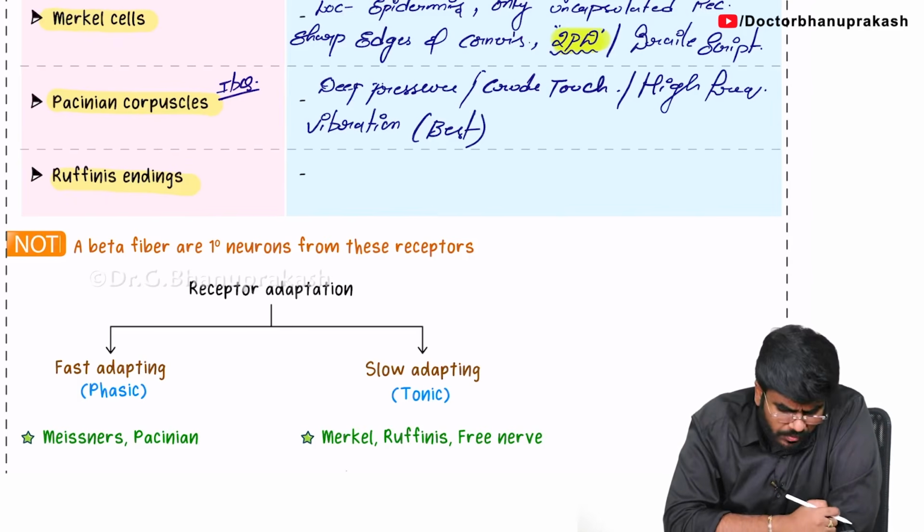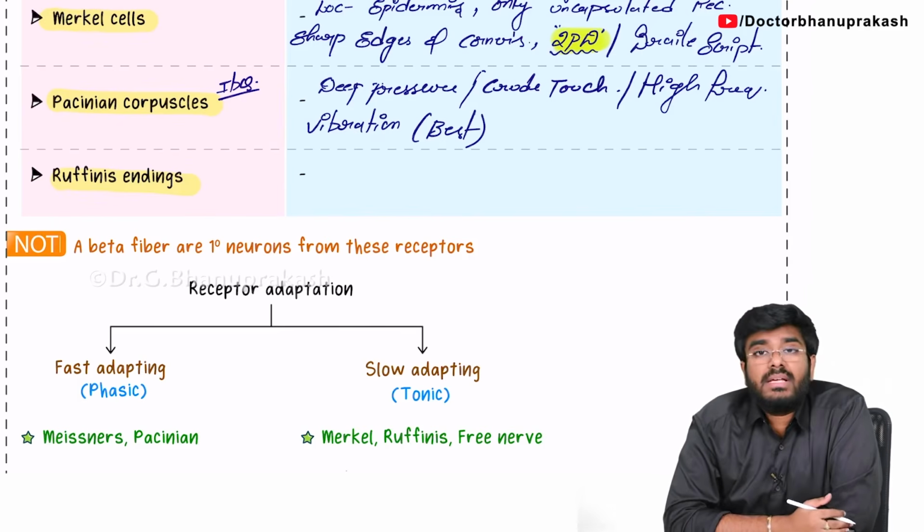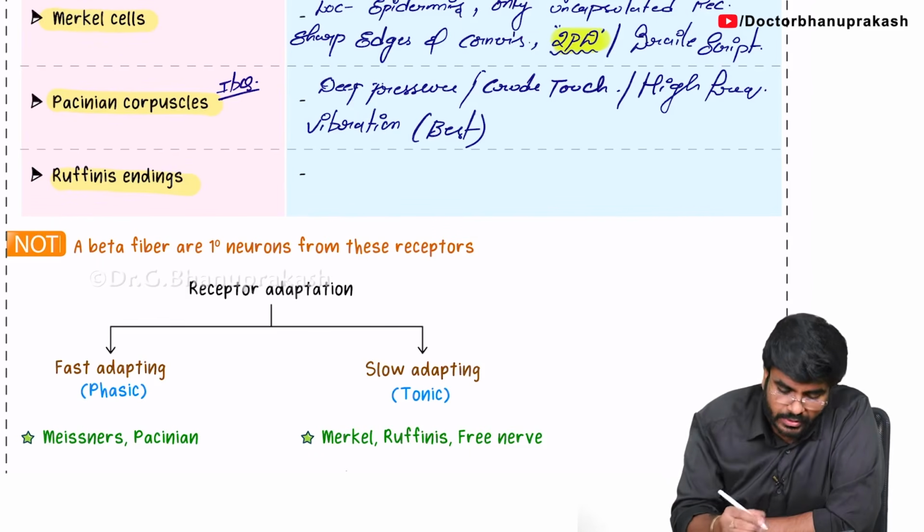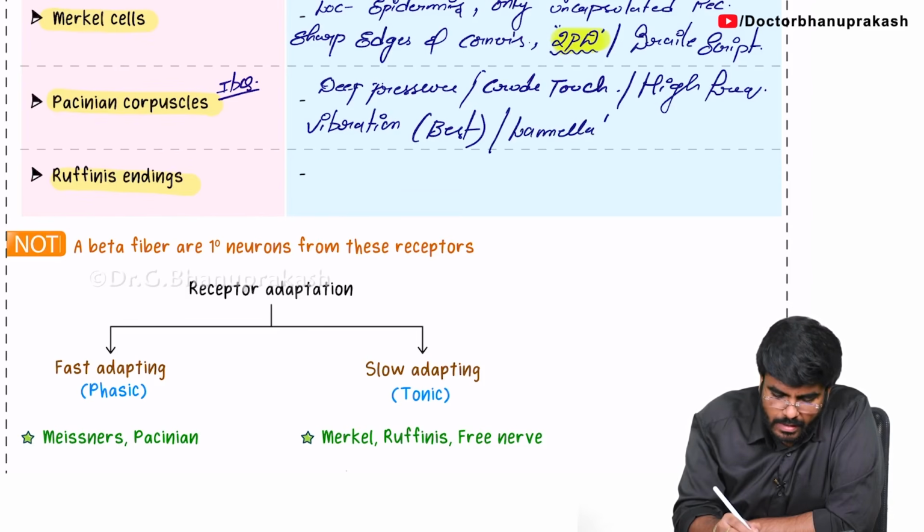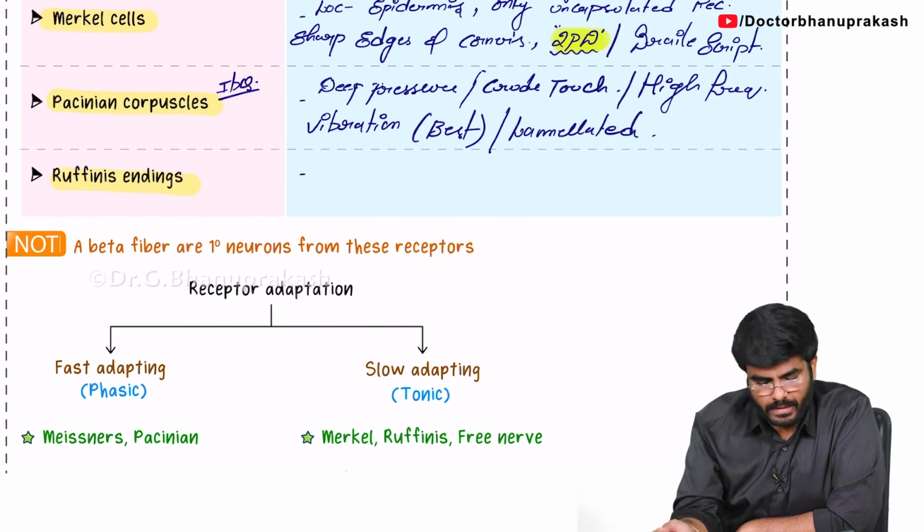Okay. Next, apart from that, I have told you these Pacinian corpuscles are in the form of whorls, lamellated. Again, I am writing here, important, lamellated. These are lamellated corpuscles. Okay, done.